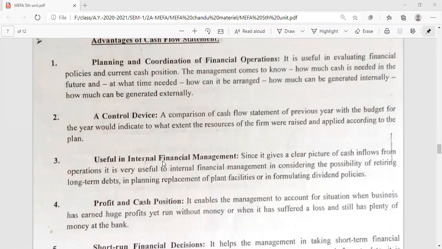So that means you should know how the cash is coming into your business, and how you are maintaining that cash, and how you are paying that cash. Everything you will be understanding with the help of this cash flow statement only. Okay, internal financial management, right?